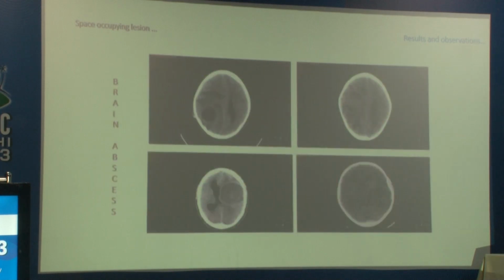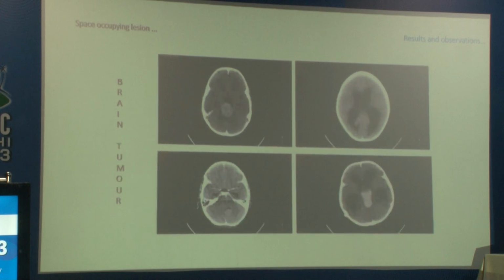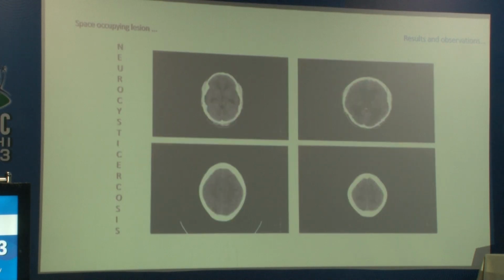Then brain abscess. In the second picture, it is a multi-septated brain abscess. Then brain tumor, mostly located in the posterior part of the cranial fossa. Then neurocysticercosis. In the upper two pictures, a cysticercal cyst is located in the third ventricle, obstructing the outflow of CSF and thereby dilating the ventricles. In the lower two pictures, the brain matter is studded with multiple cysticercal cysts.